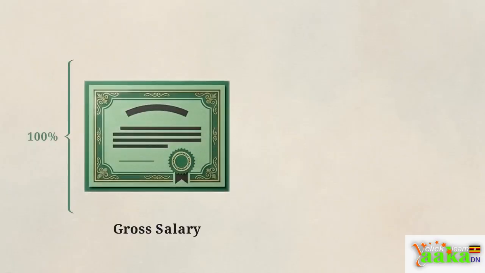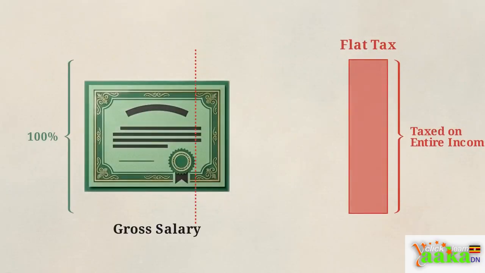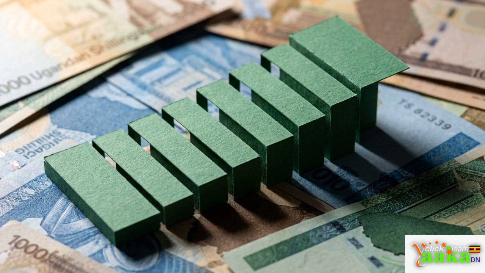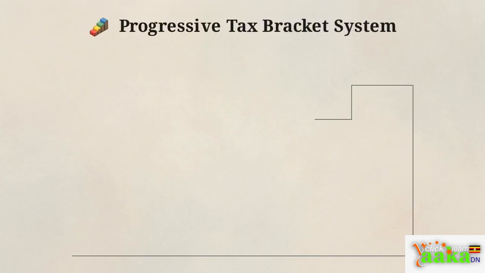But there is a common misunderstanding about how personal income tax, or PAYE, actually works. Many people assume the government takes a flat percentage of your entire paycheck. That isn't true. Uganda uses a progressive tax system. This chart shows exactly how it works.